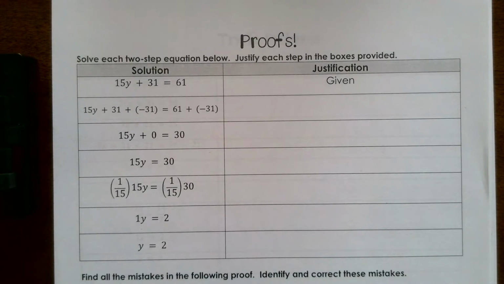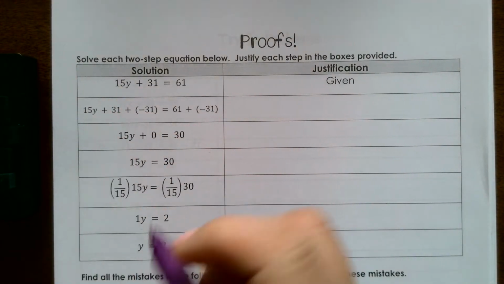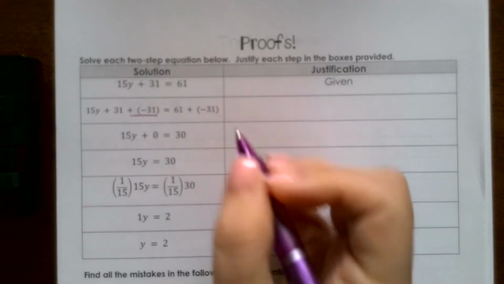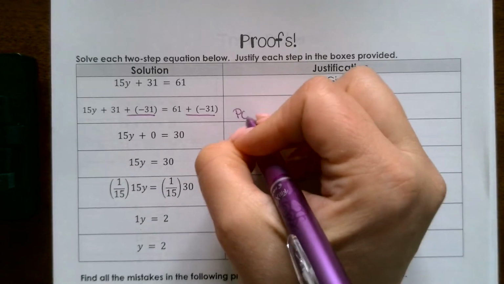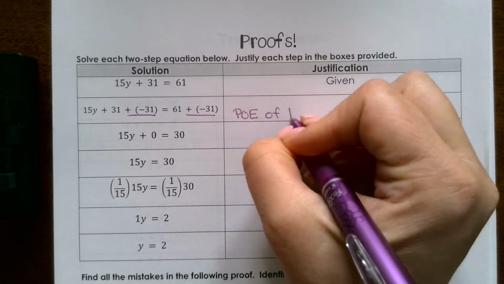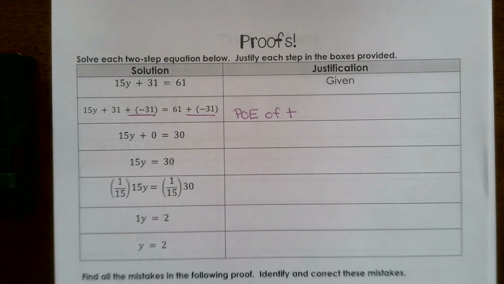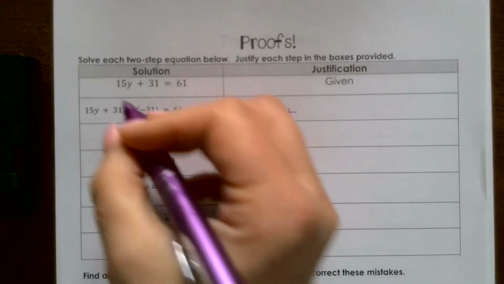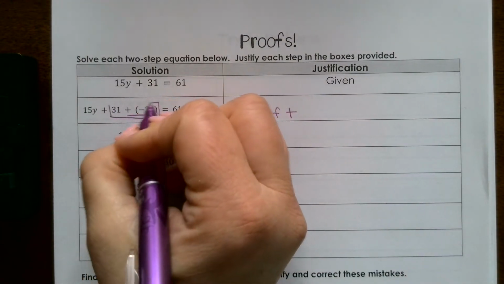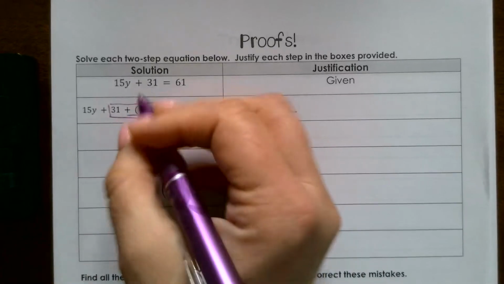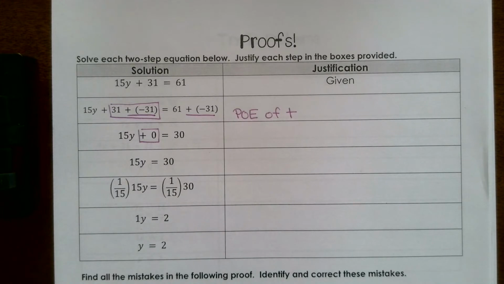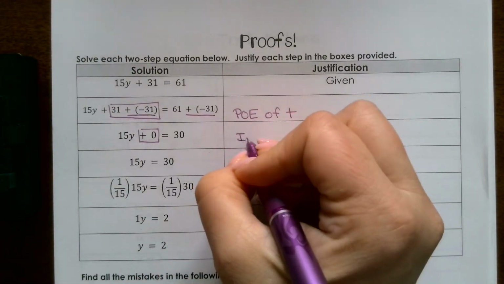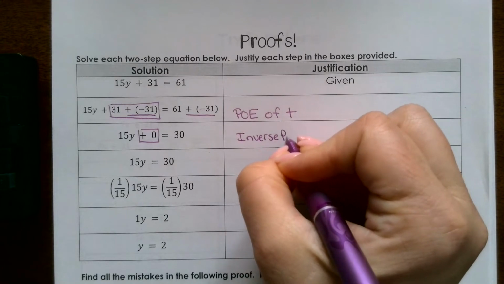Let's look at what happens between step 1 and step 2. You can see that I'm adding negative 31 and adding negative 31. So this is the property of equality of addition, the addition property of equality. In the next step, I can see I've added the 31, but I can also see here that 31 plus negative 31 results in a 0. So a number plus its inverse results in a 0. That is the inverse property of addition.